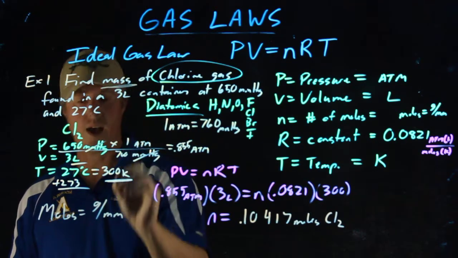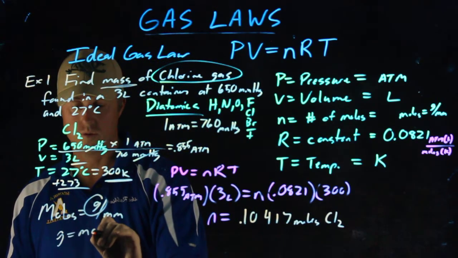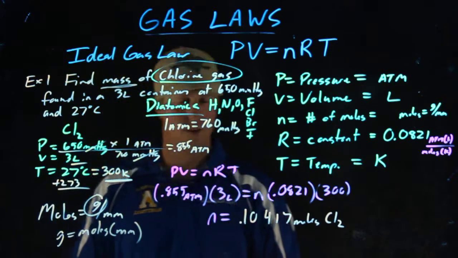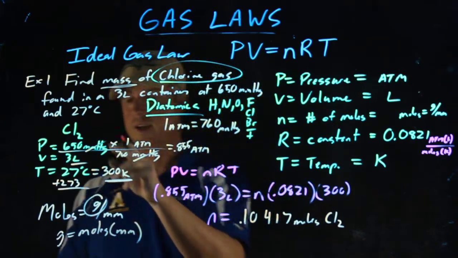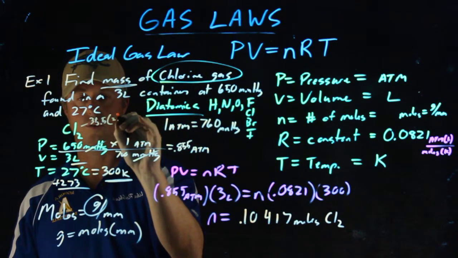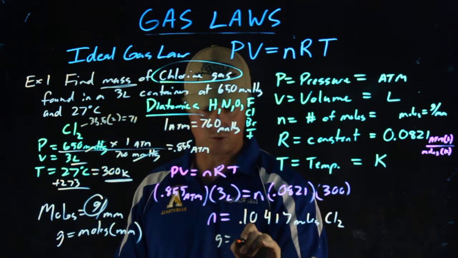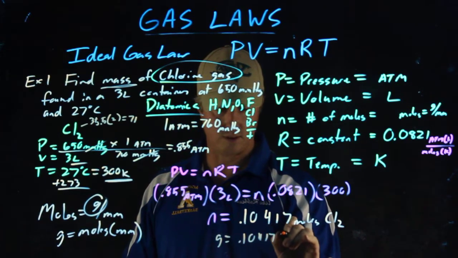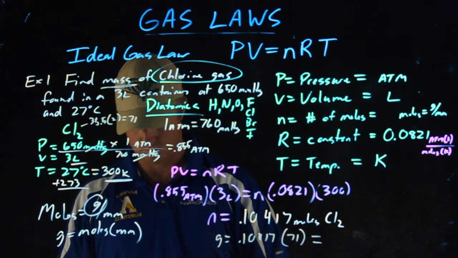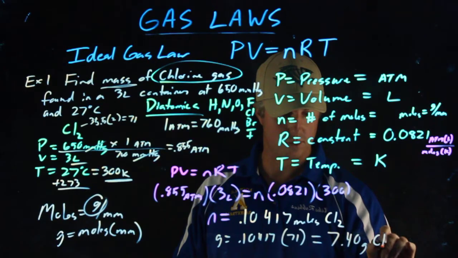I know that moles equals grams over molecular mass. I'm trying to find the mass. I'm trying to find grams. So grams is equal to moles times molecular mass. Okay, so what's the molecular mass? Well, I have Cl2. The molecular mass is 35.5 times 2, or 71. So grams equals 0.10417 times 71. 7.40 grams of Cl2.